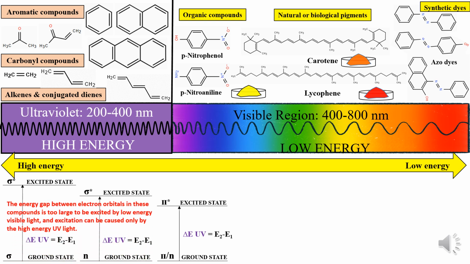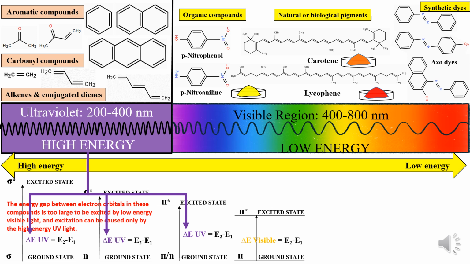So the energy gap between electron orbitals in these compounds is too large to be excited by low energy visible light. And therefore, excitation of electrons in these types of compounds can be caused only by high energy UV light. So the difference in energy between the excited state and the ground state in this class of compounds can be provided only by the high energy ultraviolet light.